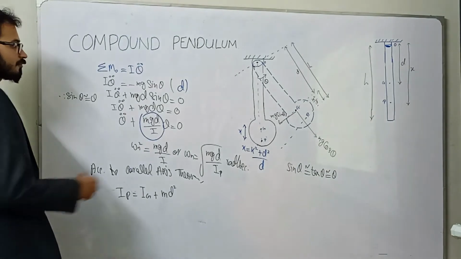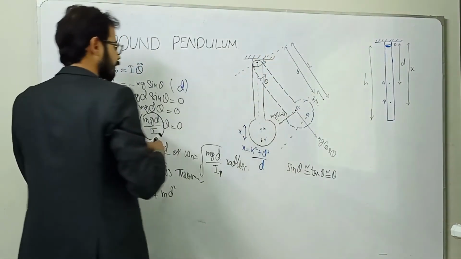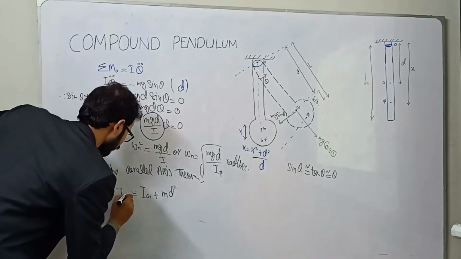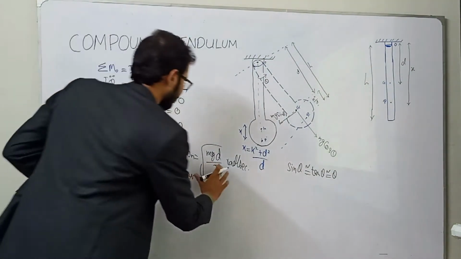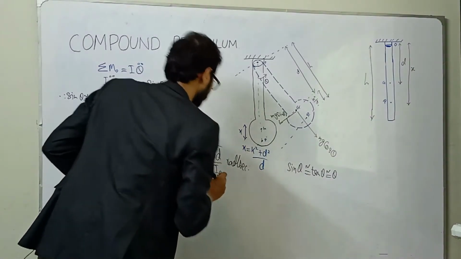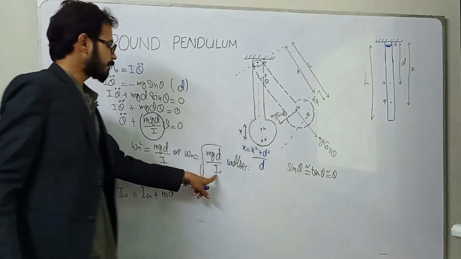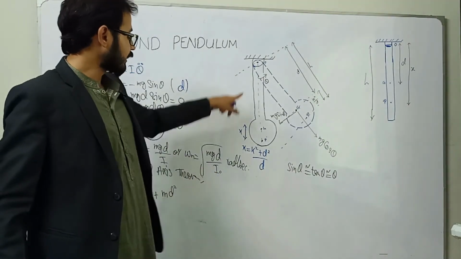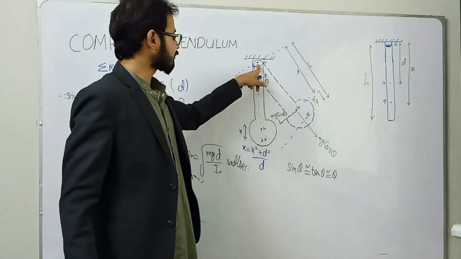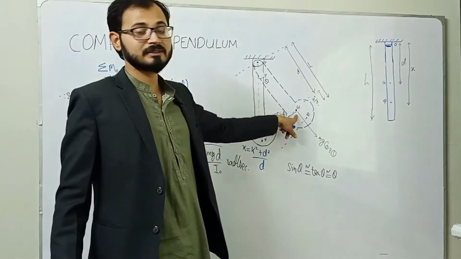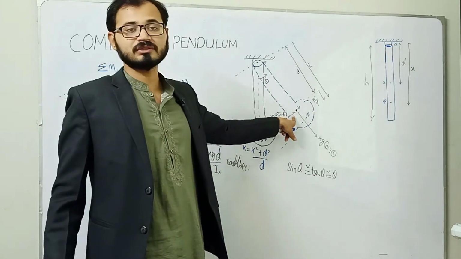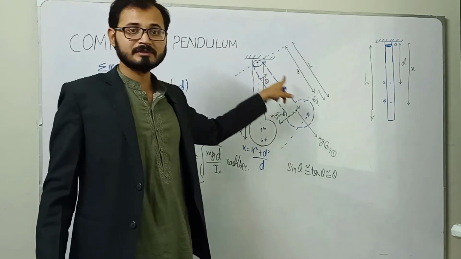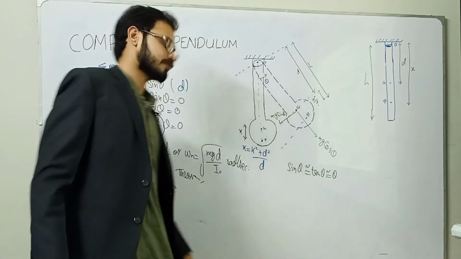So if you are confused, this is point O, and you can simply replace it here as IO. But keep in mind, this is the moment of inertia at the point of suspension. So this is the point of suspension, this is not. In the previous case, point G was the point of suspension, but in this case point G is not the point of suspension, point O is. So we need translation of axis.